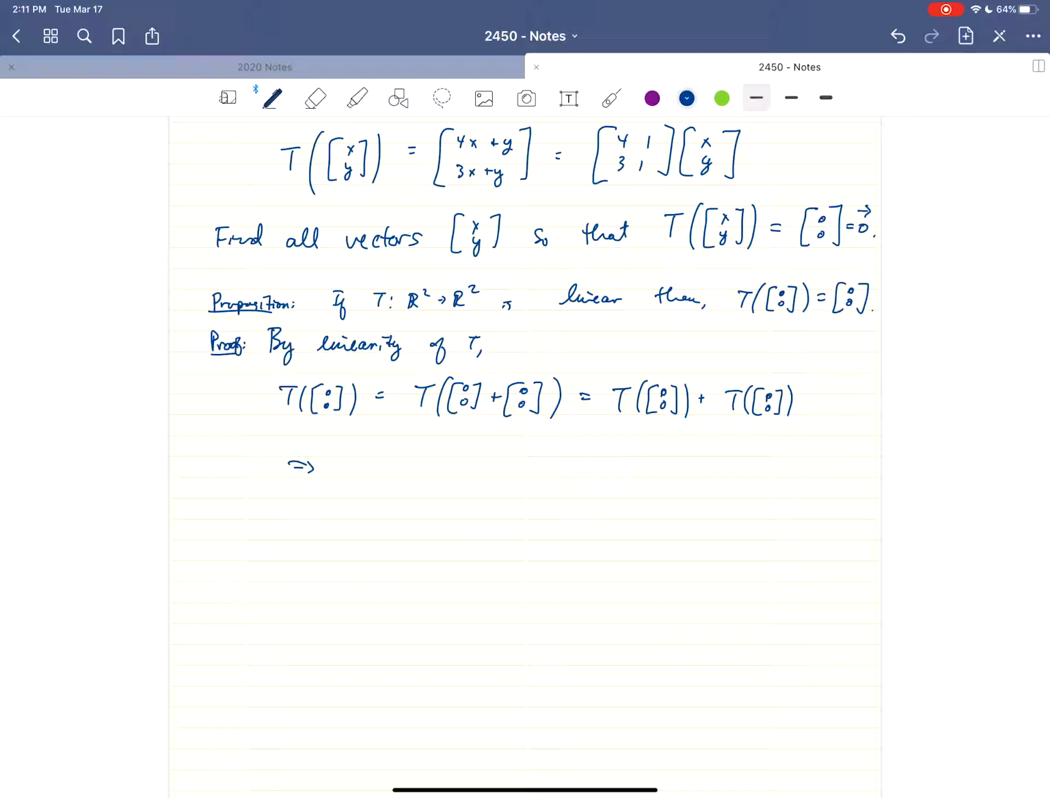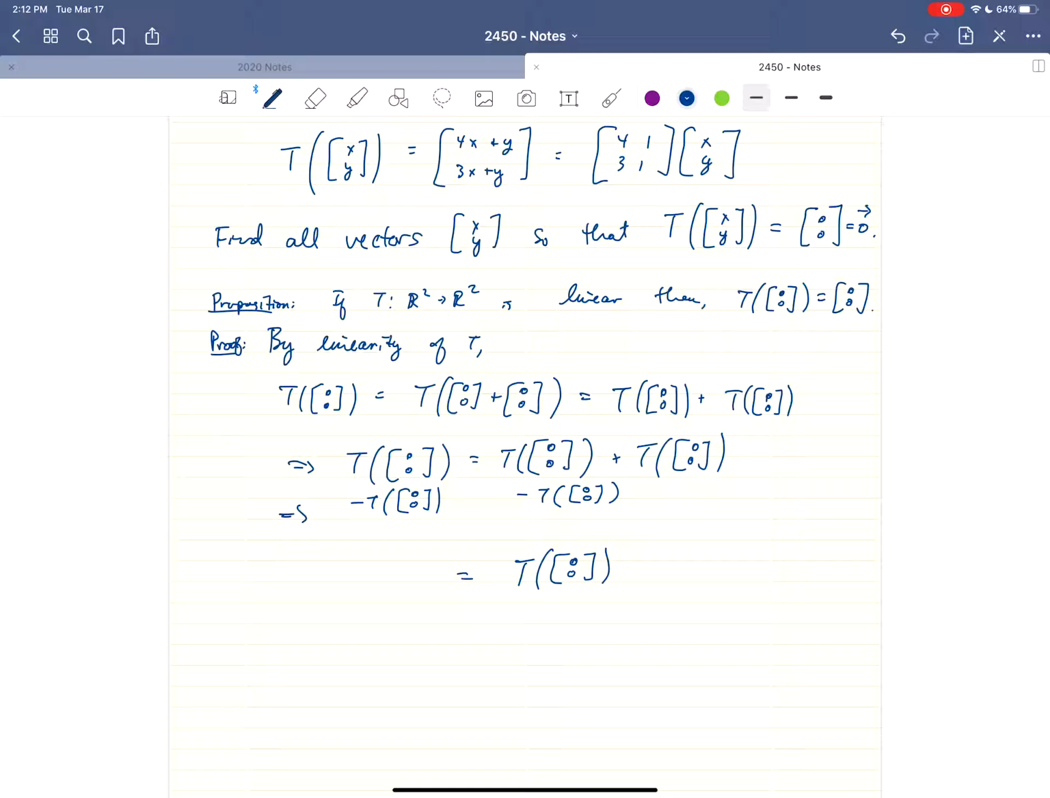So this implies that T of (0, 0) is equal to, let me write one more step to be perfectly clear, T of (0, 0) plus T of (0, 0). And if I subtract T of (0, 0) from both sides, on the right side I'll get the other term, which is T of (0, 0). On the left, remember that this output is a vector in R2, and I'm subtracting itself, so I get the 0 vector in R2. And so there we go.